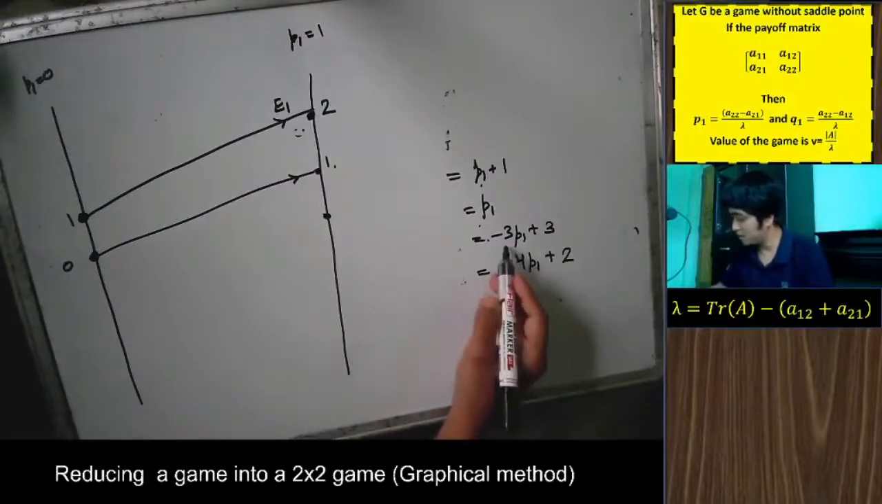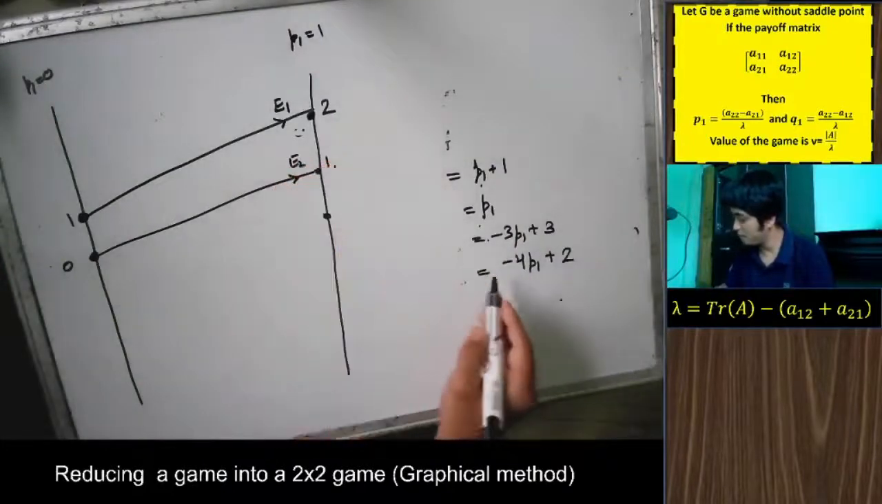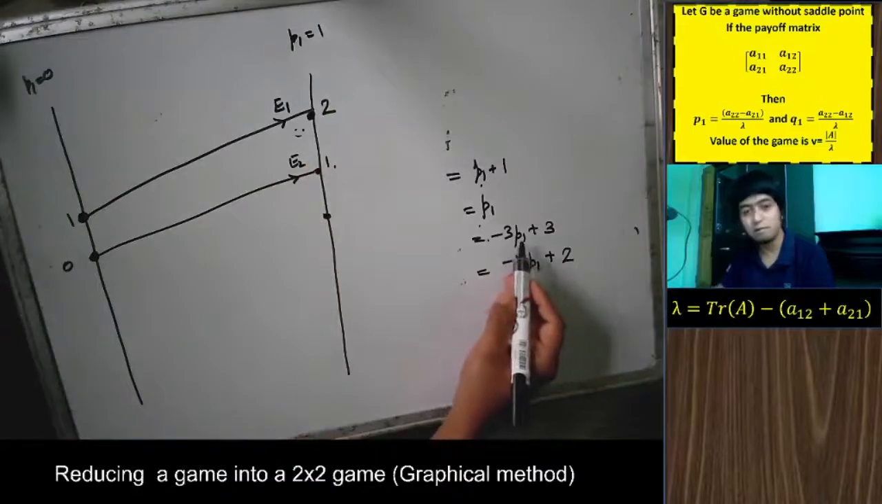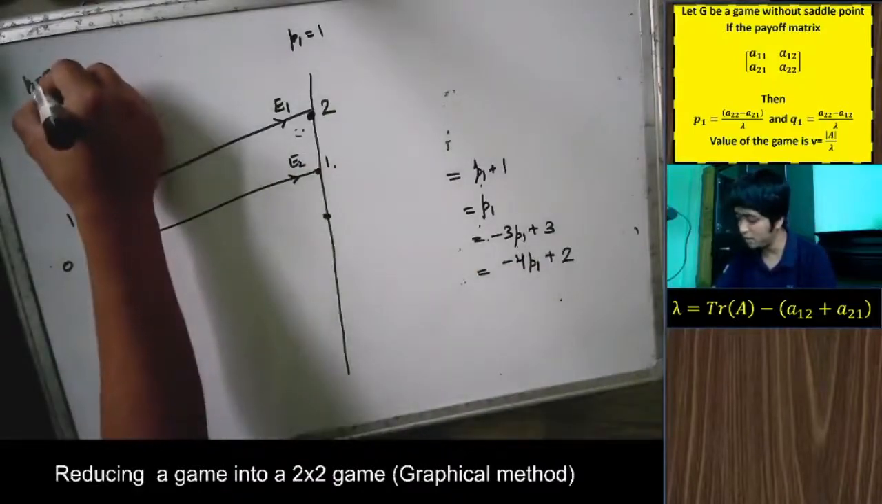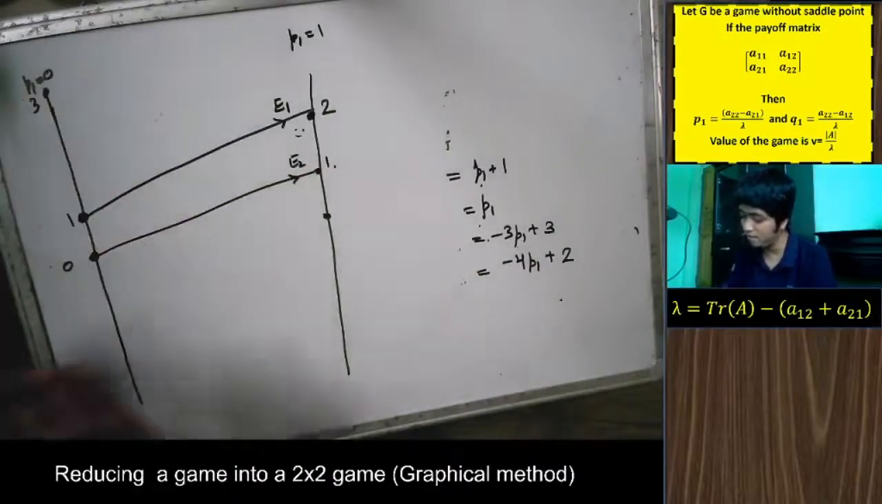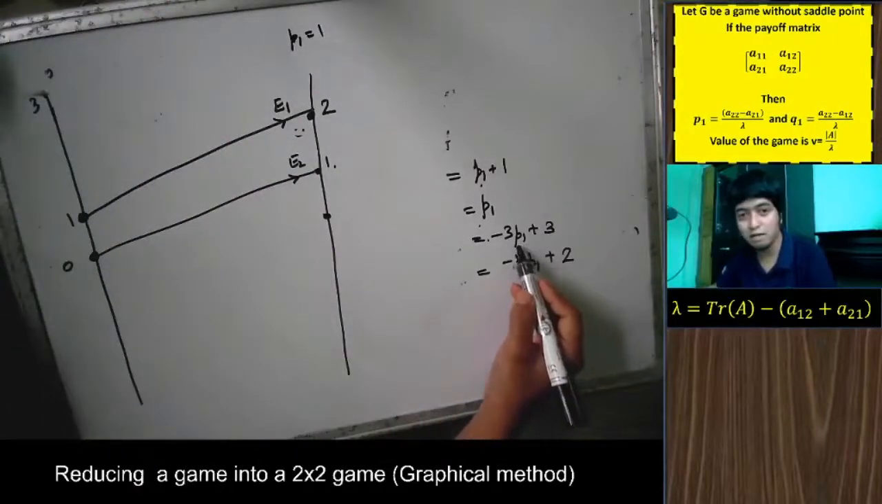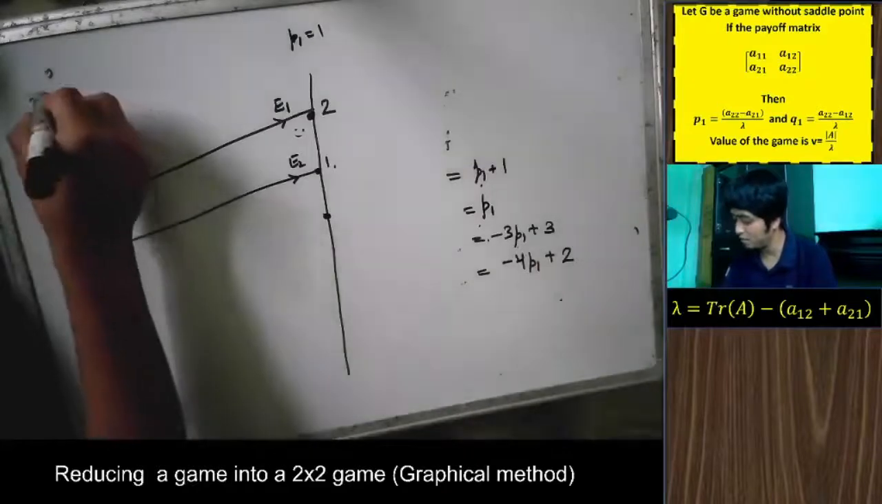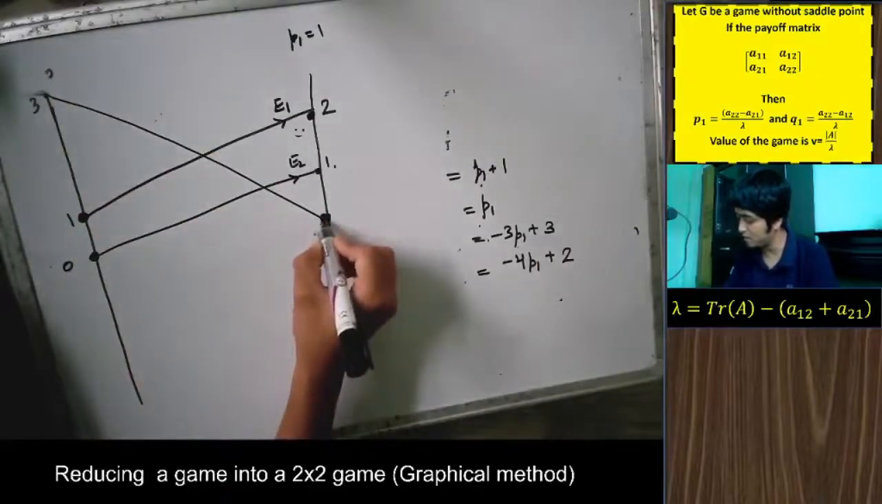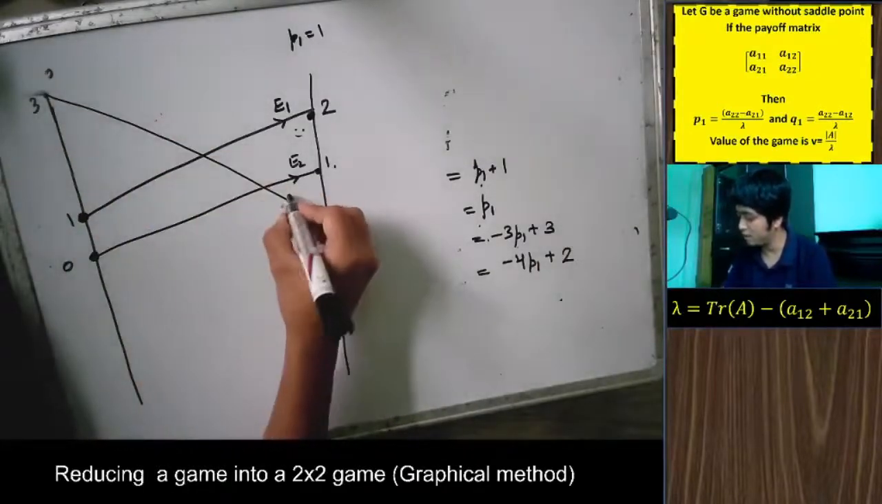Next, look at this one. P1 is 0, you will be getting 3, maybe somewhere over here, it will be 3. And when P1 is 1, you will be getting 0. So something like this. This one will be E3.